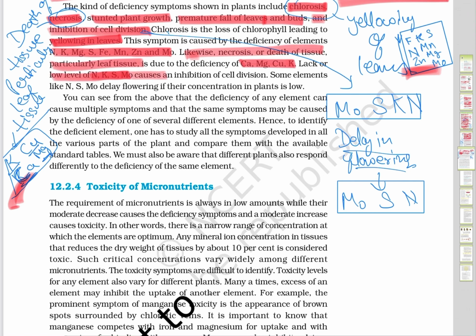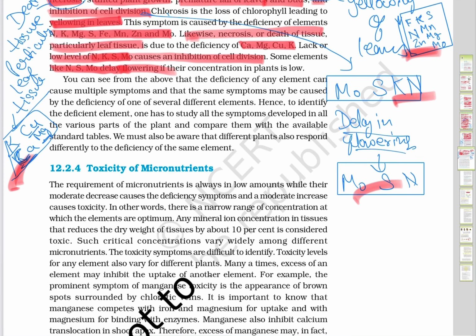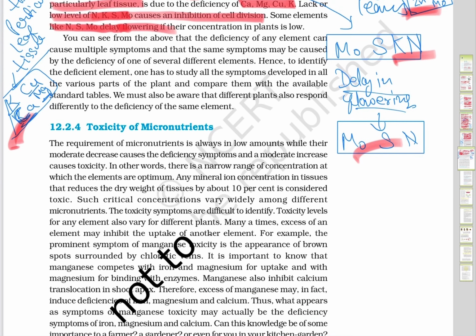And some elements like molybdenum delay flowering if their concentration in plants is low. You can see from the above chart, the deficiency of any element can cause multiple symptoms, and the same symptoms may be caused by deficiency of one of several elements. Hence, to identify the deficient element, one has to study all the symptoms.